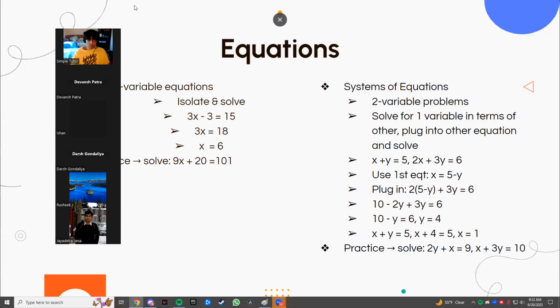Which variable do you want us to solve for? Solve for both variables. Okay. Same thing. Yeah, solve for one and solve for the other.